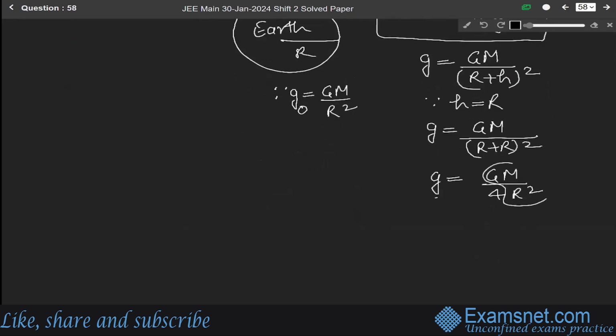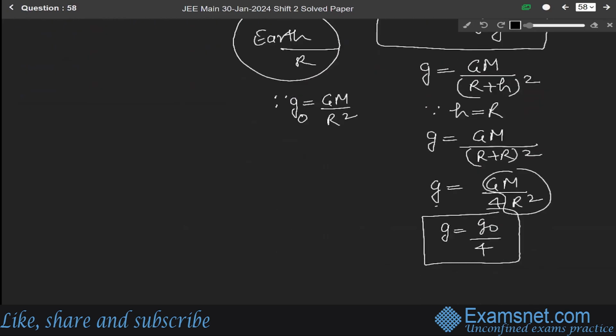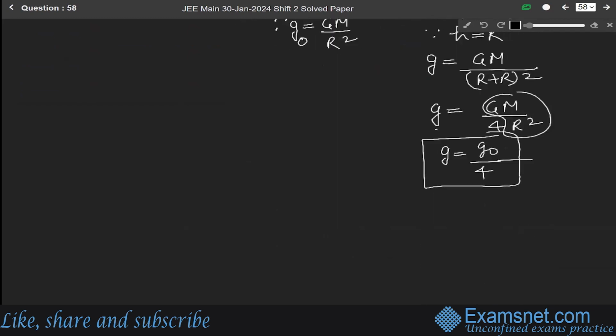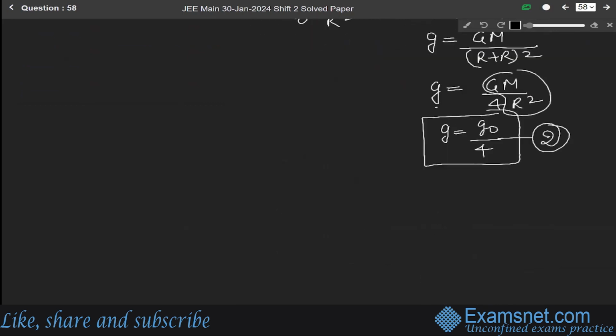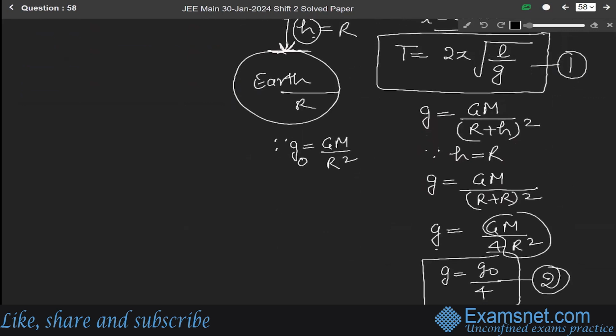So GM over r square is what? G naught by 4 means the gravity at a height h from the surface of the earth will be equal to G naught by 4. Let us mark this as equation 1 and this as equation 2. Now putting the value of G from equation 2 in equation 1.